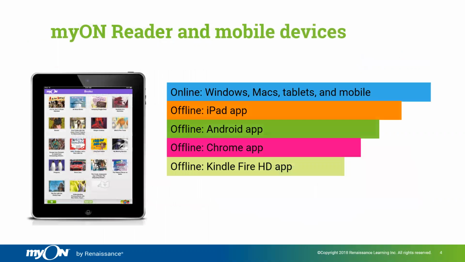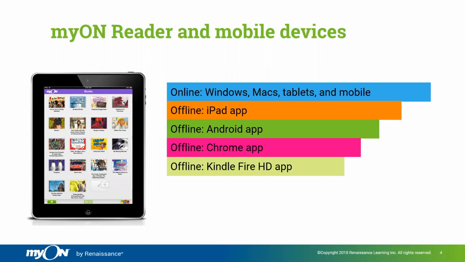Now, with myON, when they access it online, they are going to get the full experience. So they're going to be able to see everything that we're going to be looking at over the course of these two sessions. And it can be accessed online through computers, laptops, iPads, tablets, and even mobile phones. Although I would say that the mobile phone screen can sometimes be a little bit small and not necessarily give them the best interaction with the books.